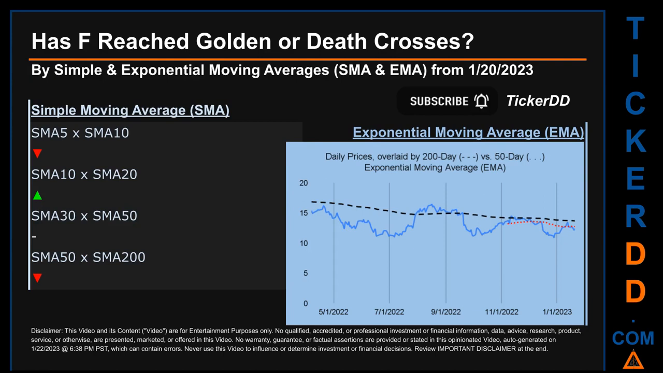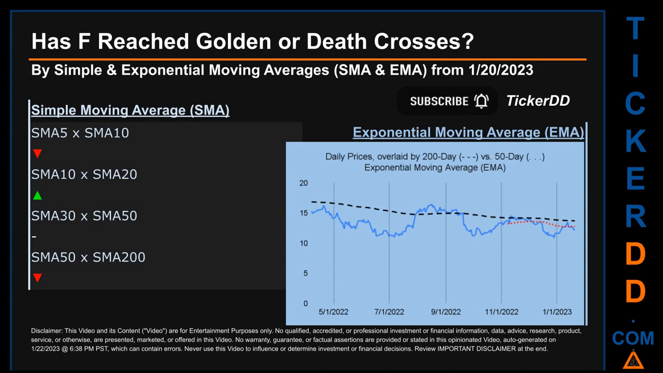Has F price reached golden or death crosses? Golden cross and death cross are basic signals that compare average prices across two specified trade day ranges, a short-term versus a long-term range. For example, 5-day versus 10 trade days. Essentially, a golden cross is a bullish signal. It appears when a ticker's short-term moving average crosses above its long-term average. Vice versa, a death cross is a bearish signal when the short-term crosses below its long-term moving average.